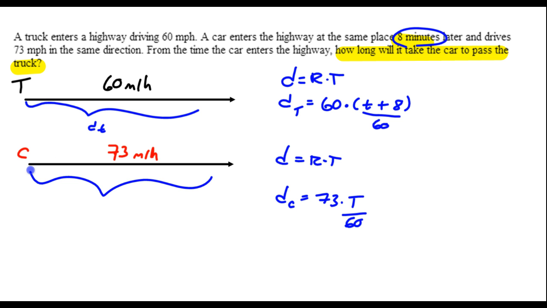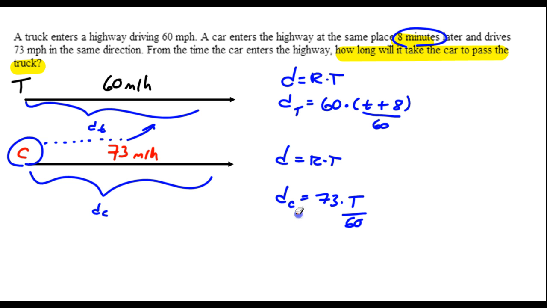And this whole distance right here is dc. I think that we would agree that the dt, the distance of the truck, and the distance of the car, they're on the same path. And what we're interested in is how long it is going to take for the car to catch up to the truck.